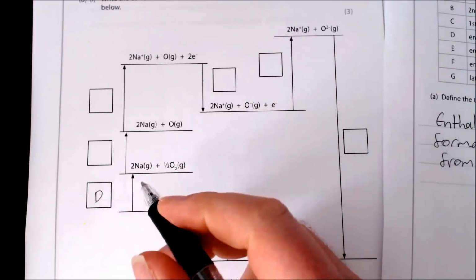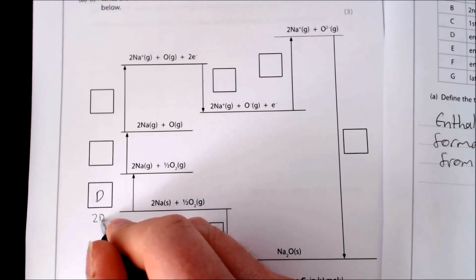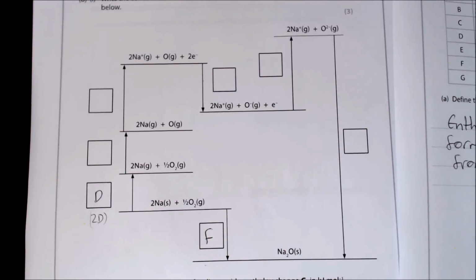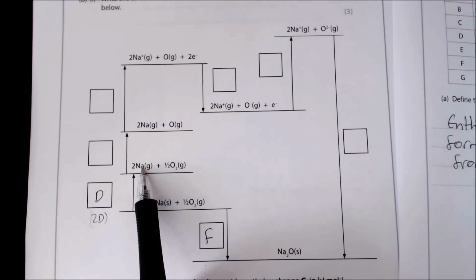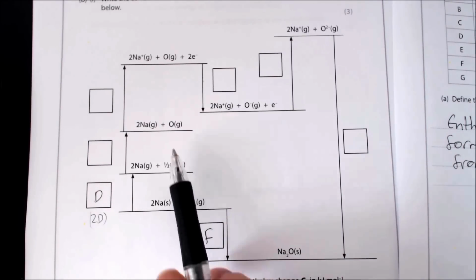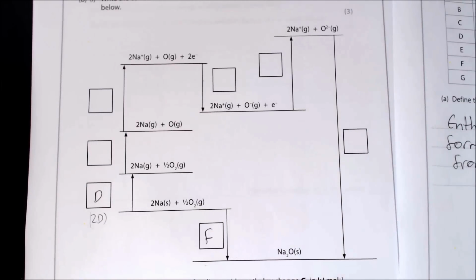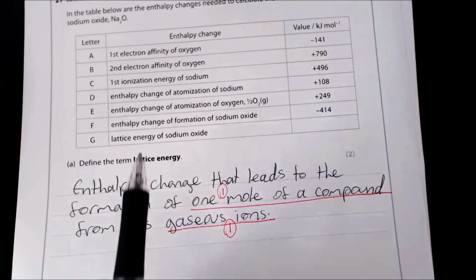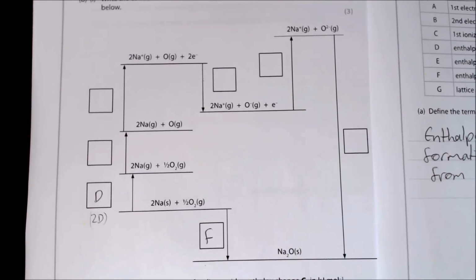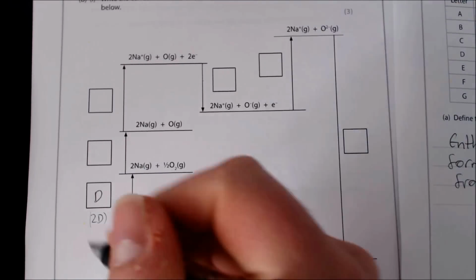Now, you can put D, or you can put something like 2D if you want, because effectively we're atomizing 2 sodium atoms. The next one, we're going from sodium gas to sodium gas, there's no change there. Half O2 gas to O gas, so this is atomization again, but this time this is atomization of oxygen, so half O2. So we're going to put that there, and that letter was E.